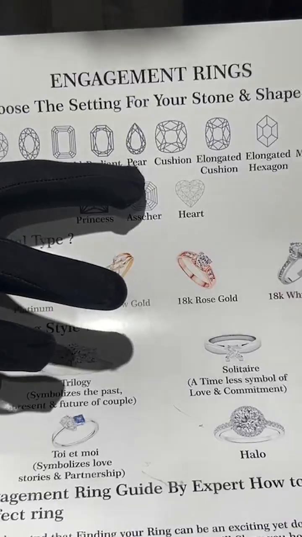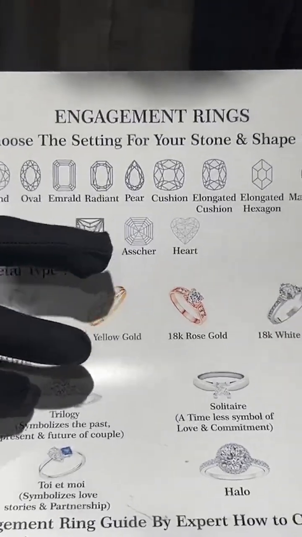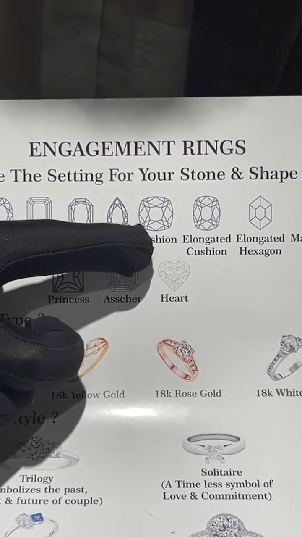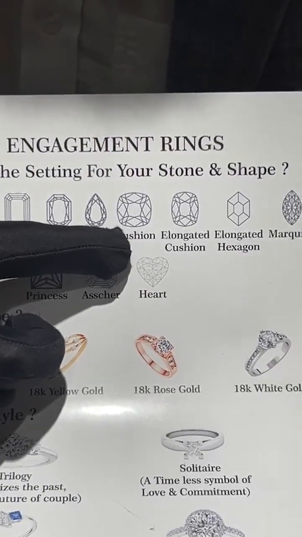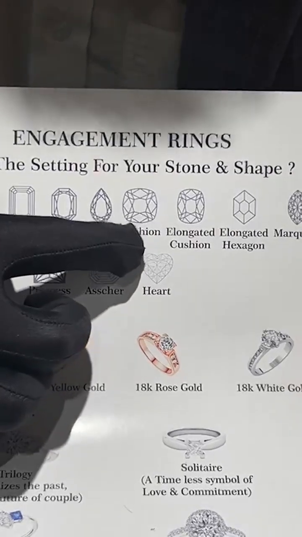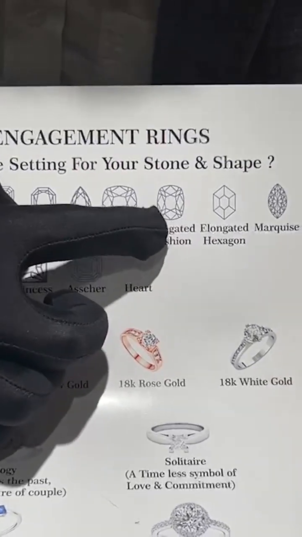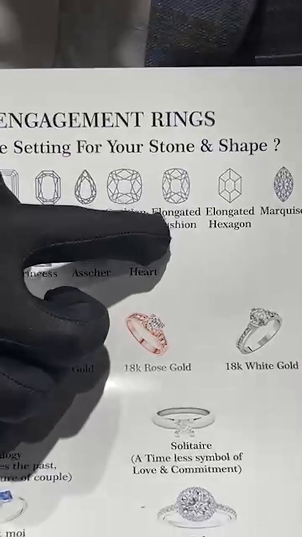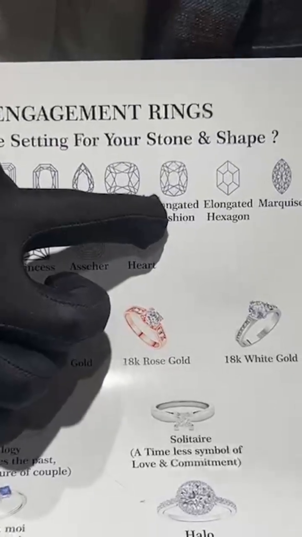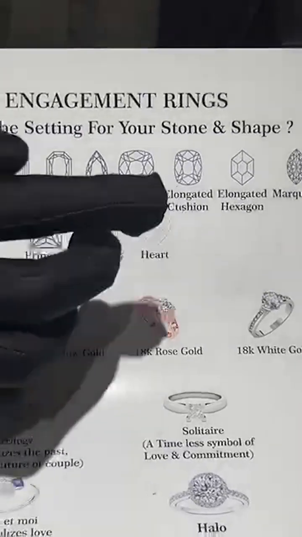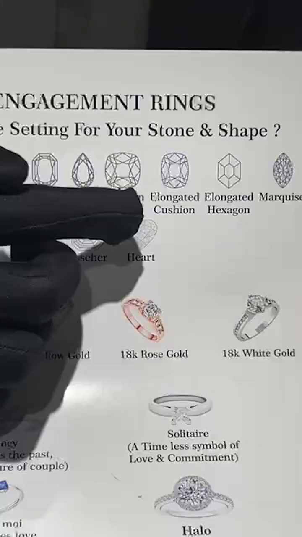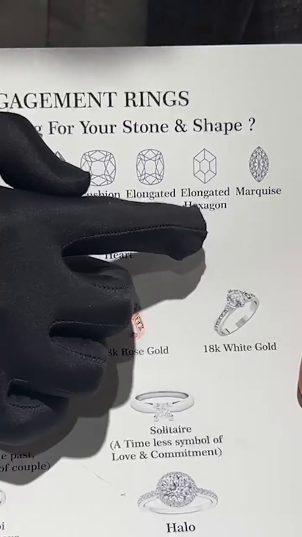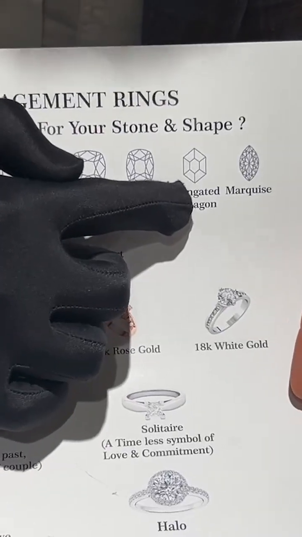Then there is the pear shaped diamond, and this is the cushion shape, which is squarish. Then there is the elongated cushion, which is more on the lines of emerald cut. If you want any particular cut, you can just Google them and see the image, or on Pinterest, if you like a shape, you can just search pear shape engagement rings or cushion shape engagement rings. And there is an elongated hexagon.